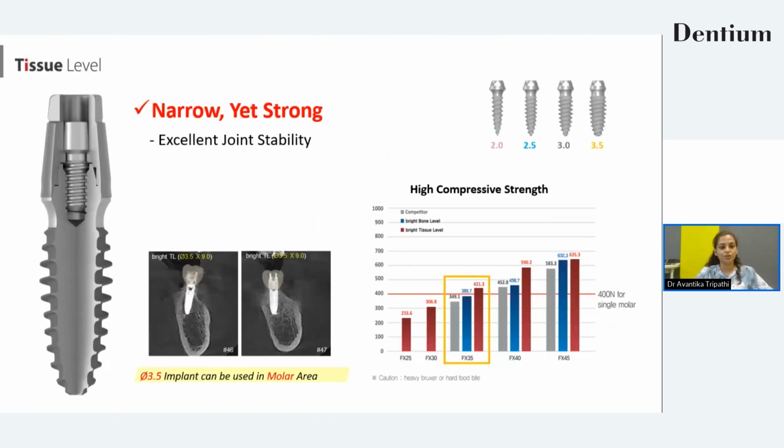Coming to the tissue level implant, tissue level implants are available in narrow diameters. It is mainly based on the concept of narrow but strong, which means that these are available in very, very thin diameters, but still those thin diameters are capable enough to take a load in the molar area itself, which means that a 3.5 mm diameter implant in a molar area will be able to take a good amount of occlusion load.